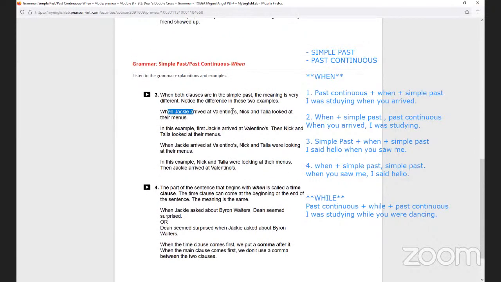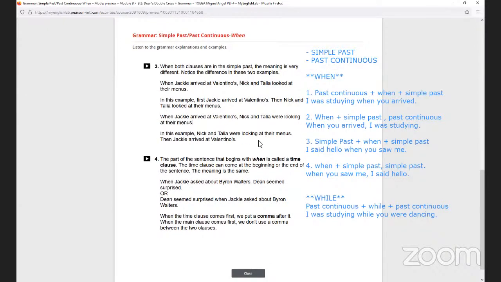Okay, so we can see some other examples. When Jackie arrived at Valentino's, in this case, we are using the connector at the beginning. When Jackie arrived at Valentino's, Nick and Talia looked at their menus. So in this case, we are using the structure for two simple past. Both actions started and finished at the same time. But in the second option, what was happening? Nick and Talia were looking at their menus. So it's simple past and past continuous, but always respecting the rules, okay?